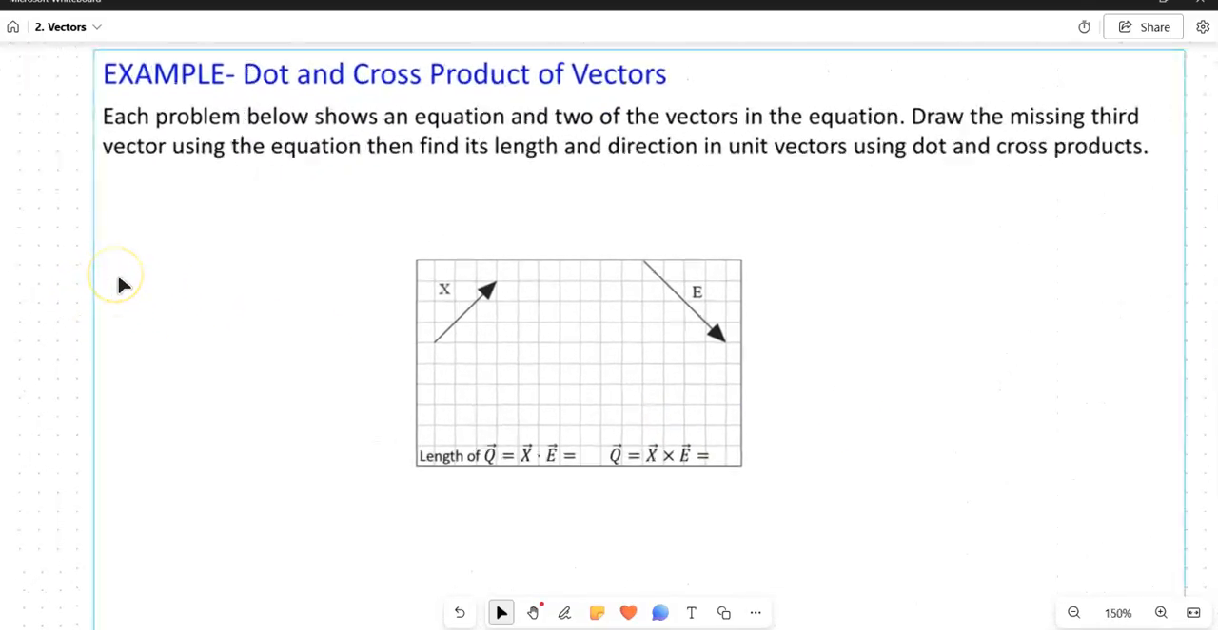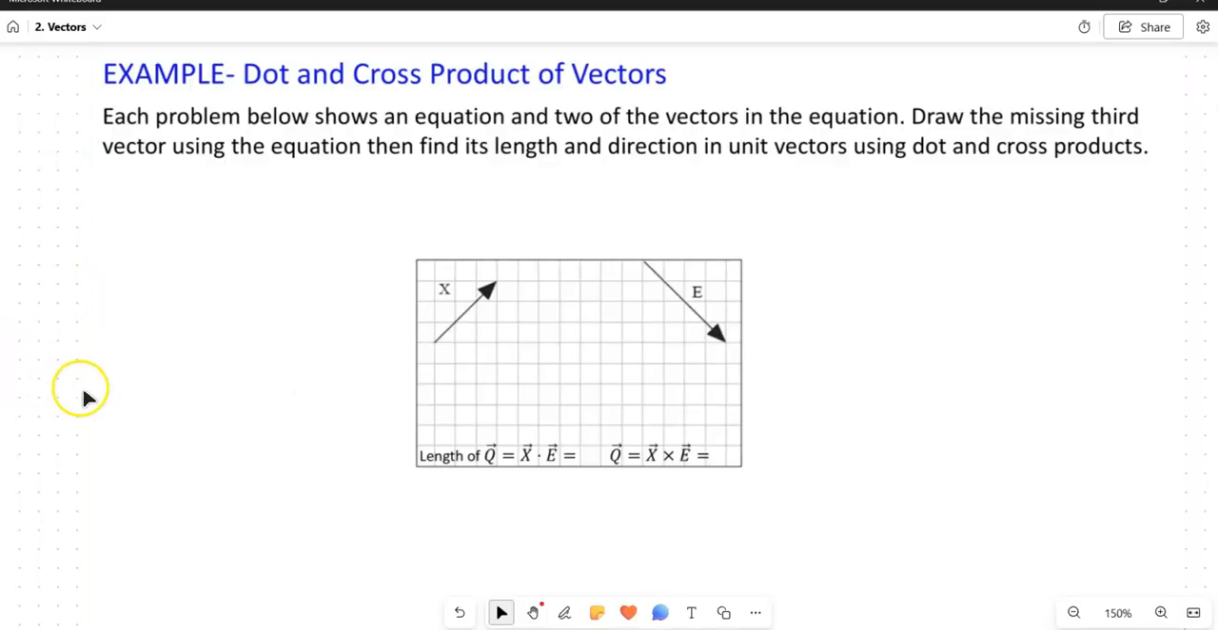So what we were supposed to do is find the length of the vector q, which is x dot e, and find the length of q with x cross e. Now, there's a lot of ways to do this, and we could do this a couple of different ways. But the best way to do it is to break these two vectors up into their components. Okay, so let's call this x direction vector. I'm going to label it red. This vector x is red.